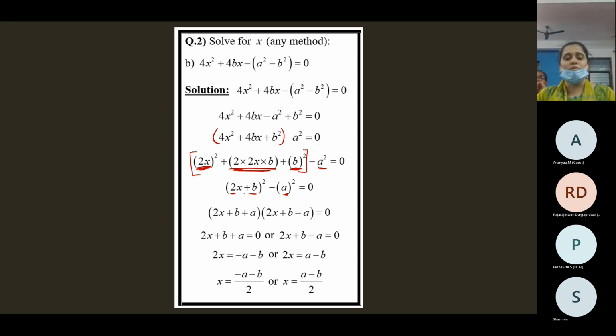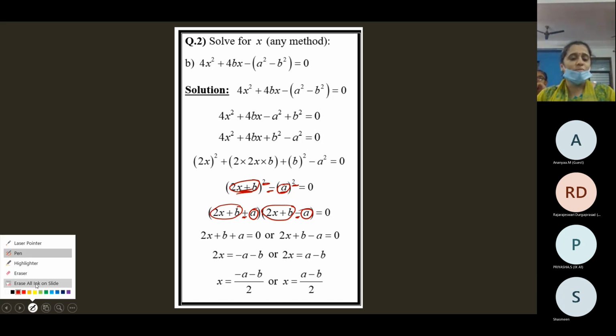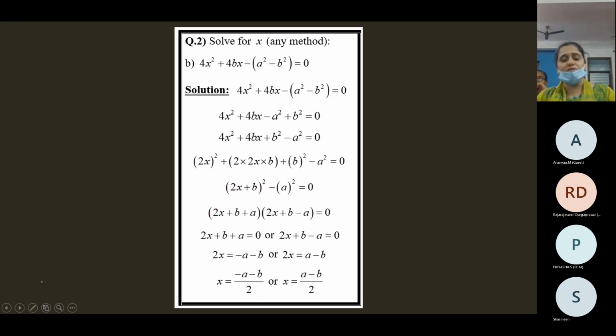Now this is a difference of two squares, p square minus q square. So factorizing, we get p plus q into p minus q. This is p, this is q. P plus q into p minus q, because this is p square minus q square, a difference of two squares. P square minus q square is p plus q into p minus q.